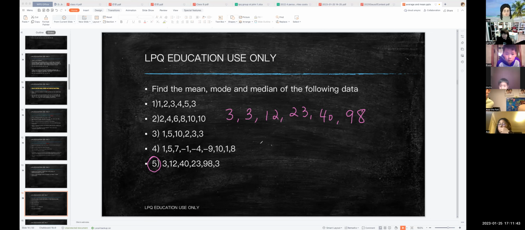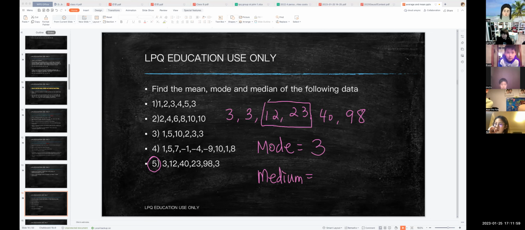So first, Ava, can you tell me what is a mode? 3. Very good. And Brandy, can you tell me what is a median? So basically these two numbers, right? So it's 35. So you can say 35 over 2. I'm going to accept it as an answer if you don't want to simplify it, okay? So what does it mean?